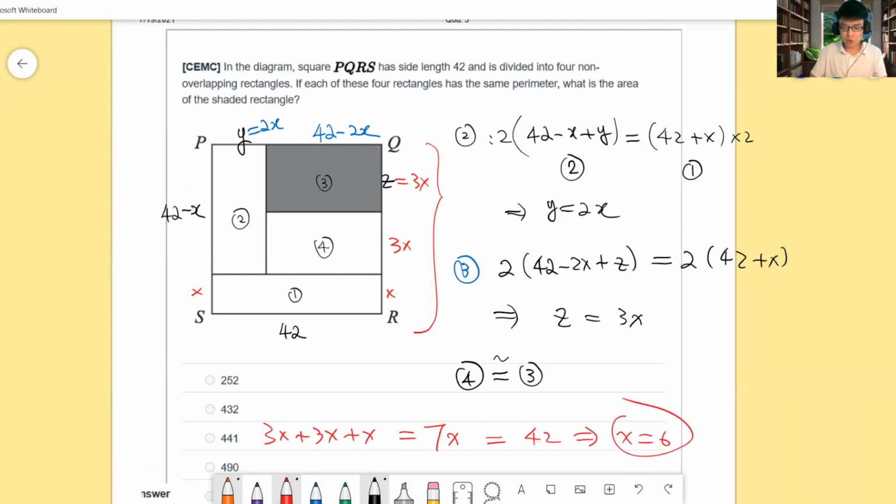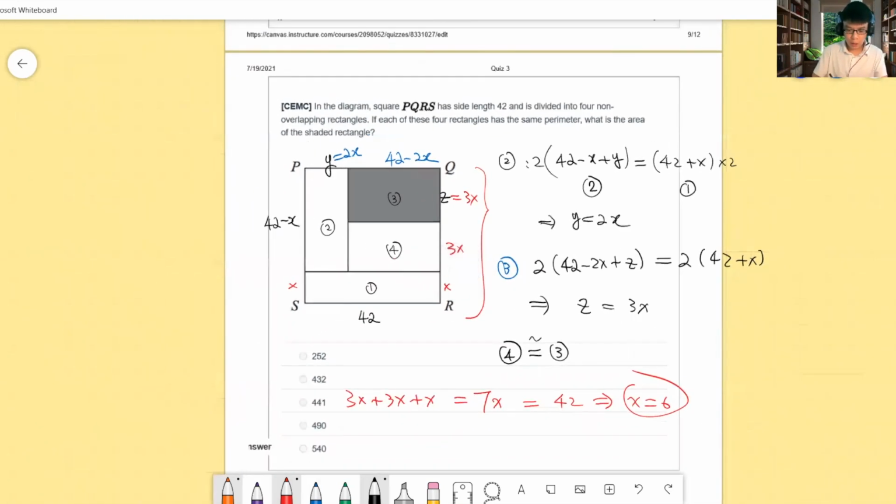Now we are ready to solve the area for the third rectangle. For the third rectangle, we have (42 minus 2x) times 3x. That's the area. x equals 6, so this corresponds to 30 times 18. That's 540. The answer here is 540.